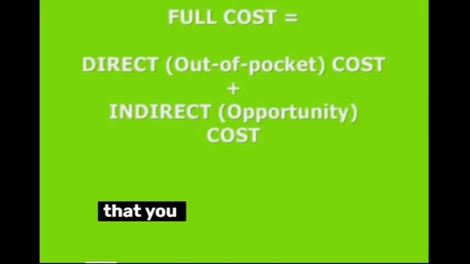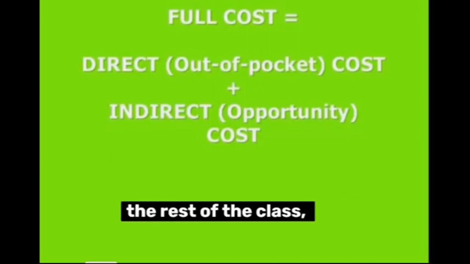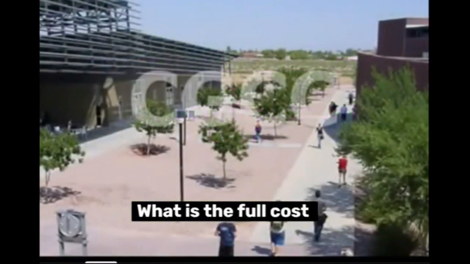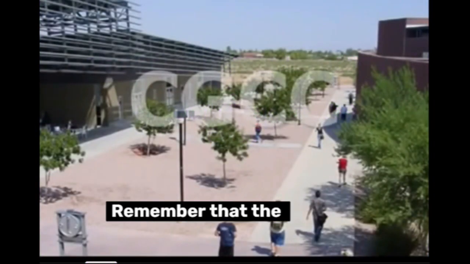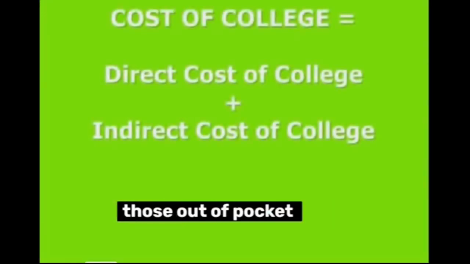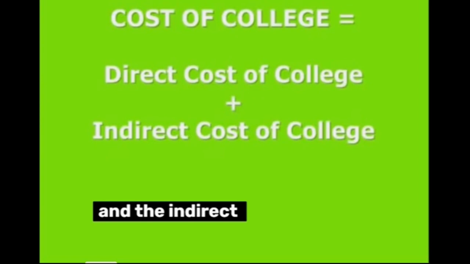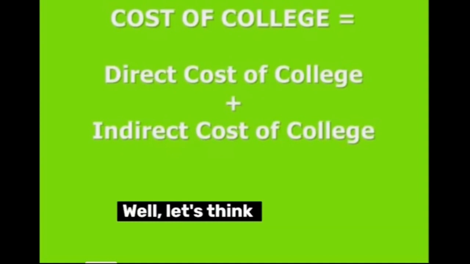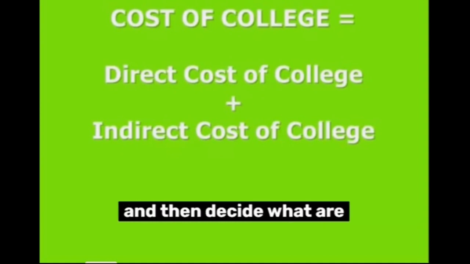Okay, here's an example of a choice that you have in common with the rest of the class. You opted to go to college. What is the full cost of that decision? Remember that the full cost of attending college is the sum of the direct, those out-of-pocket costs, and the indirect or opportunity cost. Is the opportunity cost really all that important? Can it influence a decision one way or another? Well, let's think it through and then decide.